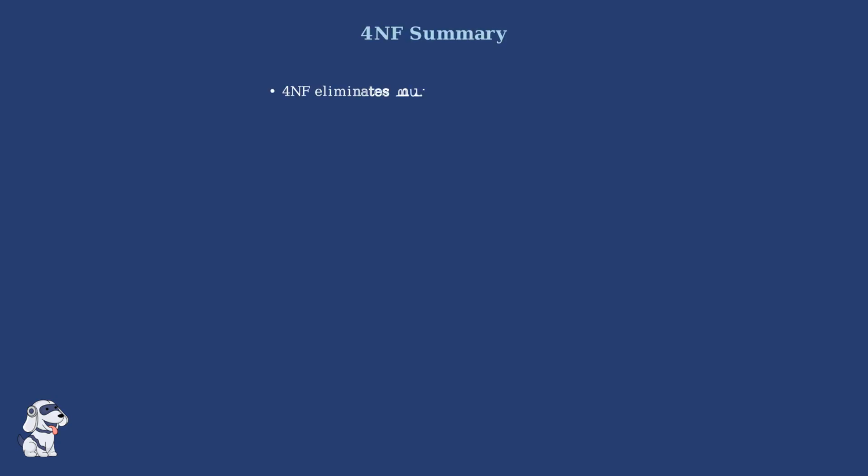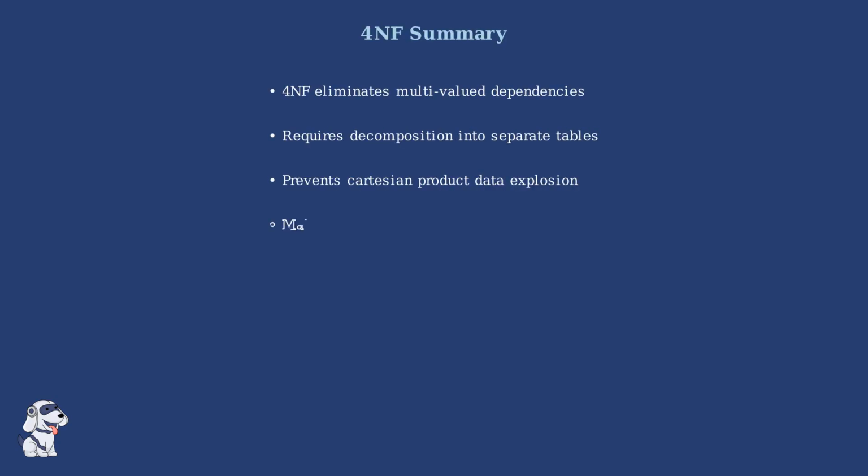In summary, fourth normal form eliminates multi-valued dependencies by requiring decomposition into separate tables. This prevents the Cartesian product data explosion that occurs when independent multi-valued attributes are stored together. The result is a database design that maintains data independence and integrity while eliminating unnecessary redundancy and update anomalies.